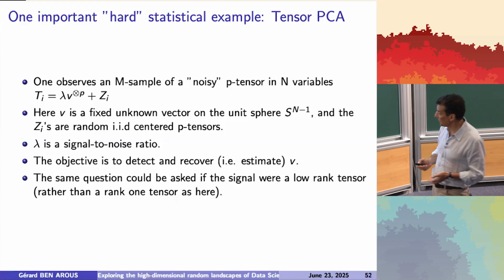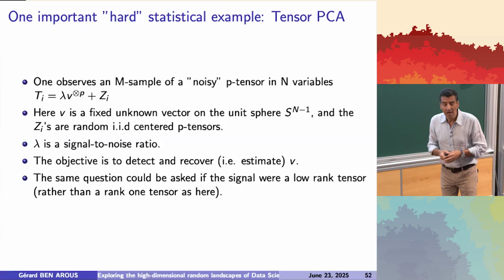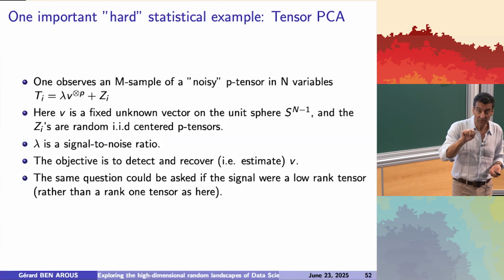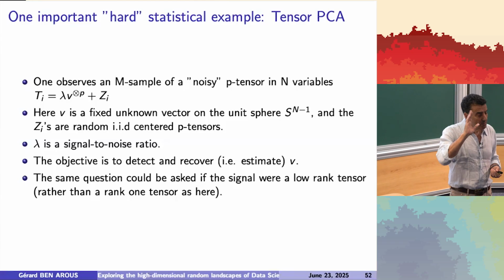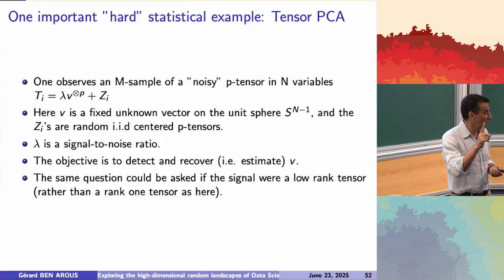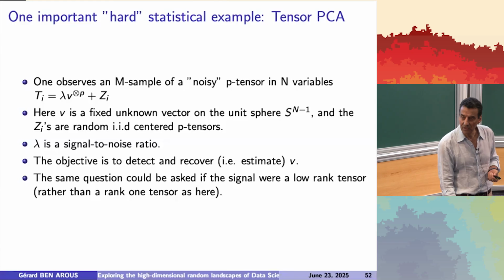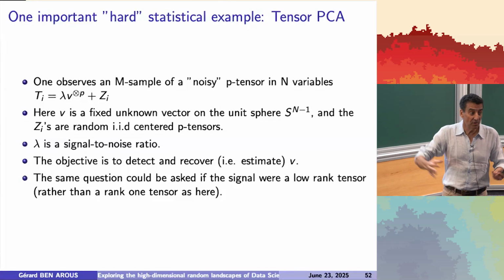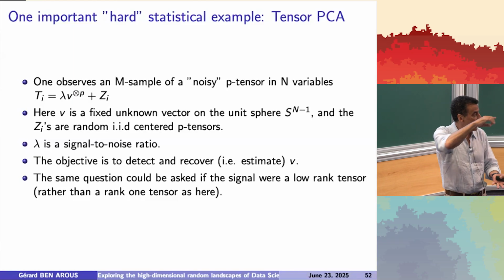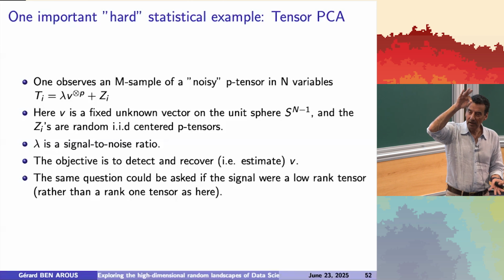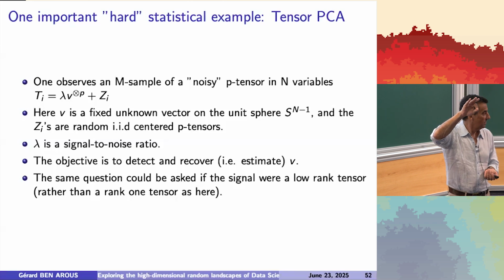Think of v, this unknown thing, because of course the statistical task is to find v. Think for a minute that v is just the vector e1, the first coordinate, 1 and all zeros. Of course you don't know. When you take v to the p, you get a cube of numbers, of size n by n by n, where everybody is 0 and you have a 1 in the corner. So that's your signal.